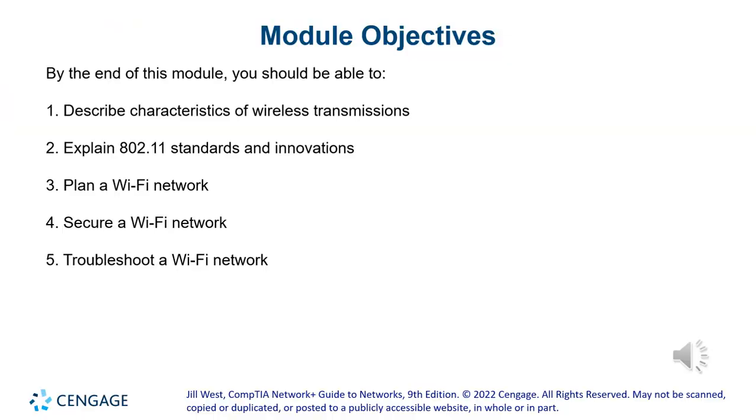So we'll introduce wireless transmission, explain all the standards for 802.11. 802.11 is the standards for wireless. Remember that 802.3 is Ethernet, but 802.11 is wireless. How to plan a Wi-Fi network, how to secure it, and how to troubleshoot those networks.